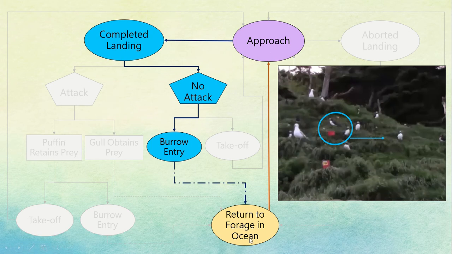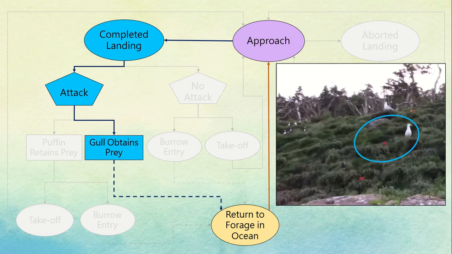It will have to return to the ocean to forage because it successfully fed its chick. But in this case, it was a win for the adult puffin and the chick. In this case, the gull won.